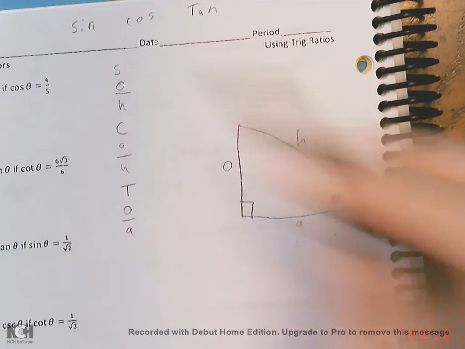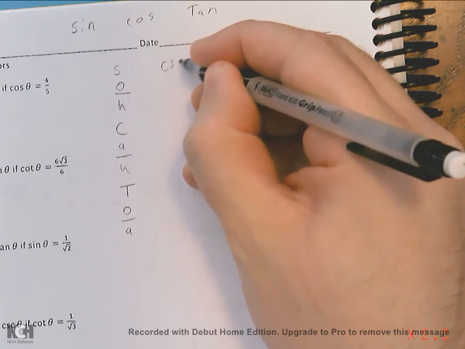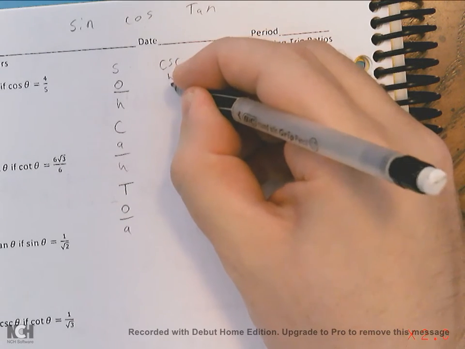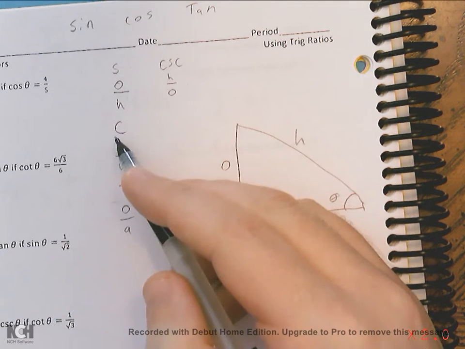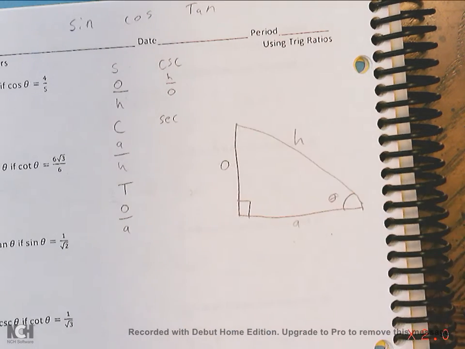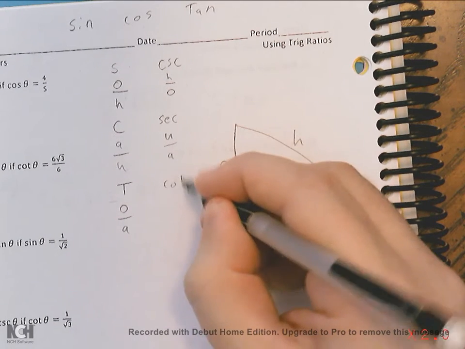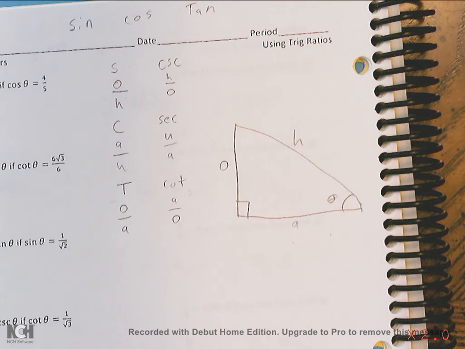Now, there are also the reciprocals of these. So the reciprocal of sine is what we call cosecant, or CSC. Okay, and that's just hypotenuse over opposite. So it's the reciprocal, right? The reciprocal of cosine is secant. Okay, and that would be hypotenuse over adjacent. And then we have the cotangent, which is adjacent over opposite. Okay? Now, that's a whole lot of gibberish that you don't understand right now. That's fine.